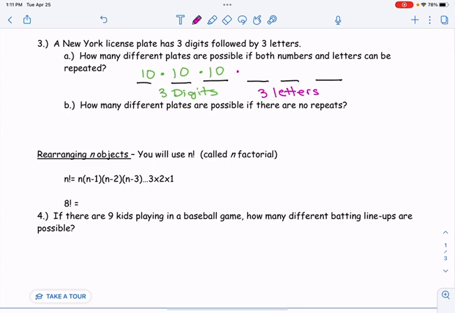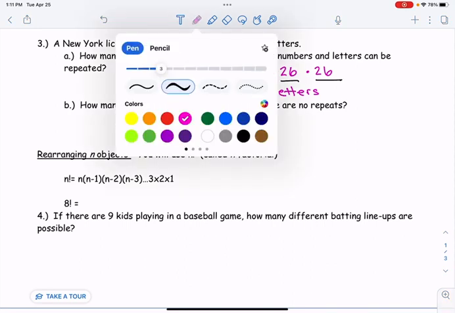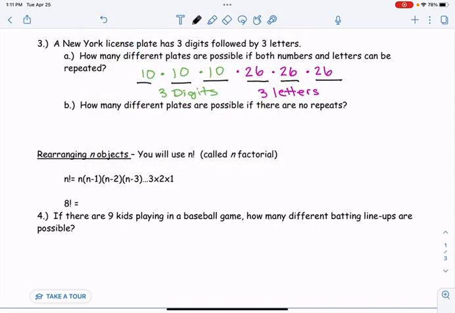Then there's 26 letters in the alphabet, so I have 26 possibilities for the first slot, 26 for the second, and 26 for the third. I want to then go ahead and multiply 10 times 10 times 10 times 26 times 26 times 26, or 10 to the third times 26 to the third. And this is going to give me 17,576,000 different license plates.